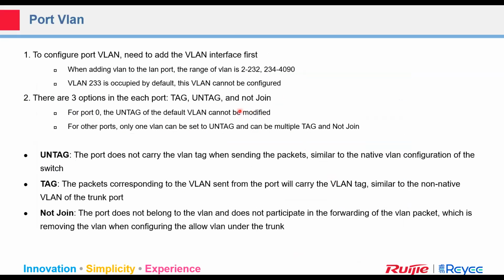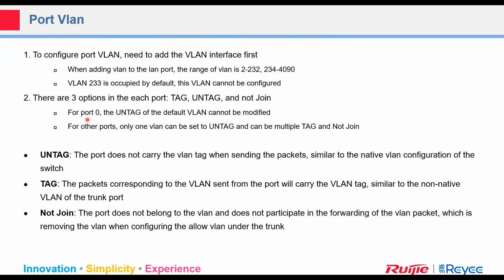In order to configure VLAN, you need to add the VLAN interface first. When adding the VLAN, the VLAN range that is available is 2 until 232 and 234 until 4090. VLAN 233 is already occupied, so this VLAN cannot be used.